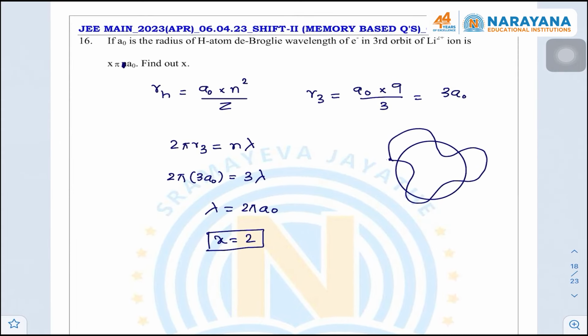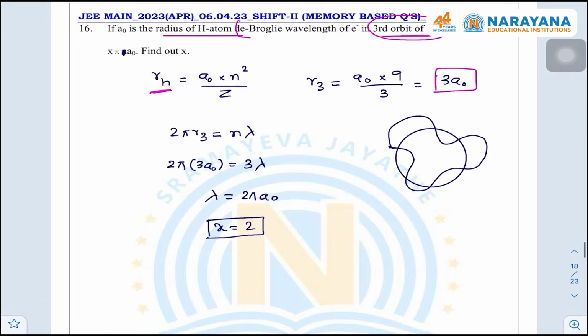Here, if A0 is the radius of hydrogen atom, then it is asked the de Broglie wavelength of electron in third orbit of Li+2 ion. So first we calculate the radius of third orbit of lithium in terms of A0. Radius of nth orbit is A0 into n square by z. You know that n is 3 here and z is also 3. So R3 we are getting as 3A0.